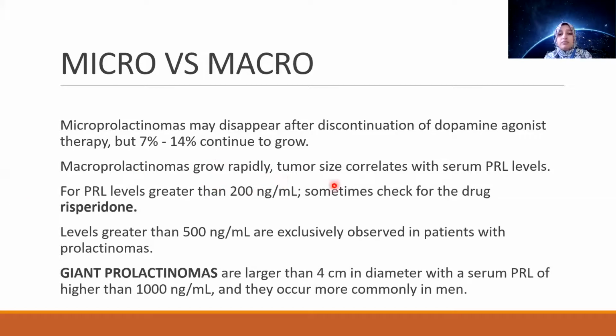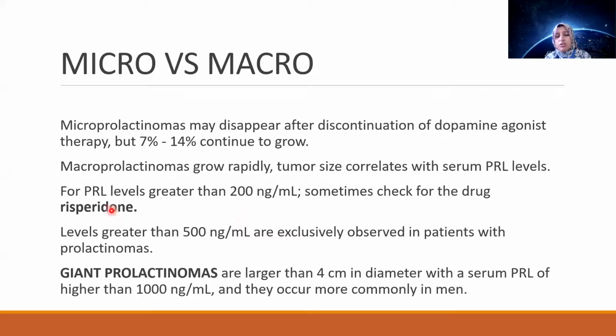Macroprolactinomas grow rapidly. The tumor size often correlates with the serum prolactin levels, and they manifest with compressive symptoms. For a prolactin level greater than 200 nanogram per ml or microgram per liter, remember the unit difference, sometimes check for the drug risperidone. Risperidone has been shown to stimulate prolactin levels, causing very high levels of prolactin. And often when it is more than 200, and if the patient is taking risperidone, just be cautious in interpreting whether it is drug induced or if there is a macroadenoma there in the pituitary.